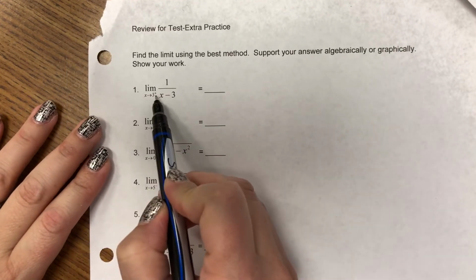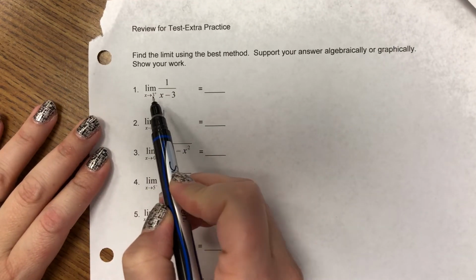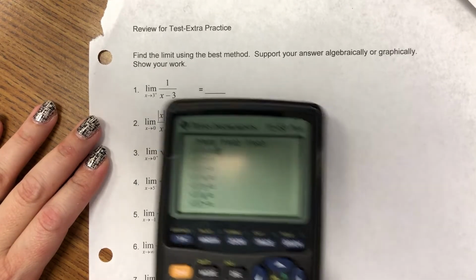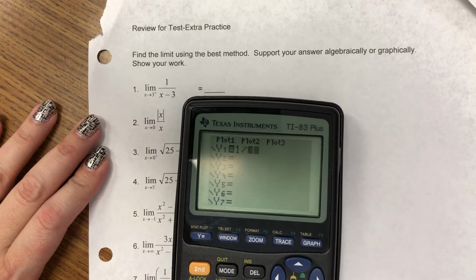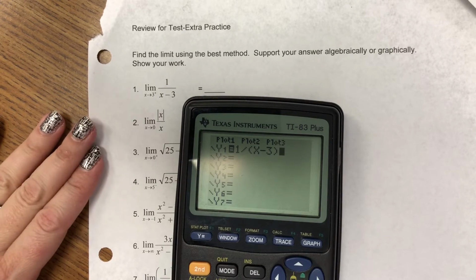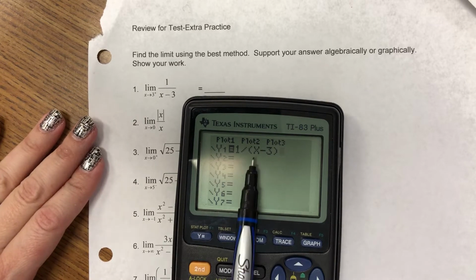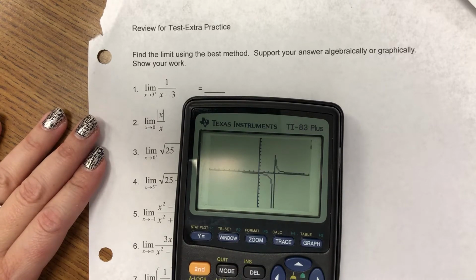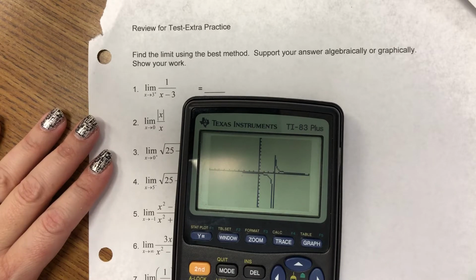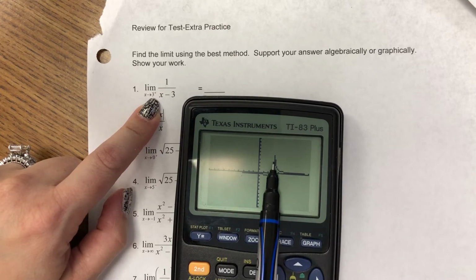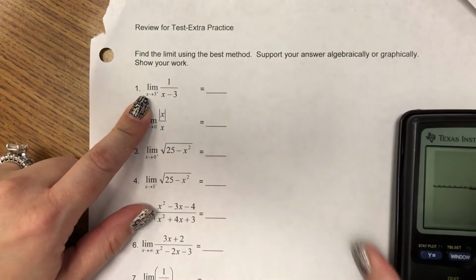So for any problem that says from the right or from the left, like number 1, I would look at my graph. So here's my calculator. You have to be careful anytime you type in a rational function, which is a fraction, you have to put parentheses around your numerator and denominator if you have more than one term, like this binomial. So I'm gonna graph it. If your window is messed up, hit zoom 6, which is a nice 10 by 10 window. So this is from the right. So as I approach 3 from the right, it goes up to infinity.